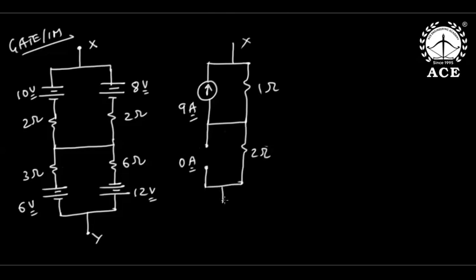Direct steps in exam style: 10 by 2, 5 up; 8 by 2, 4 up; 5 up, 4 up, 9 up, and 2 parallel 2 becomes 1. Here also 6 by 3, 2 up; 12 by 6, 2 down. 2 amperes up, 2 amperes down is 0 amperes, and 6 in parallel to 3 is 2. So the final step will be 9 volts in series with 3. So this is the answer.